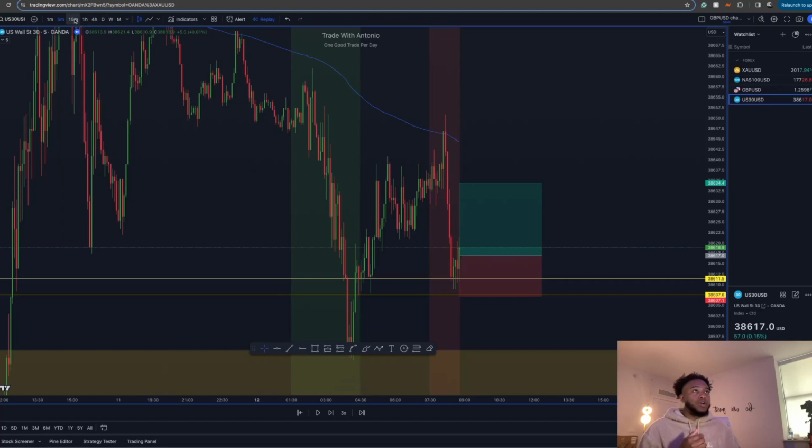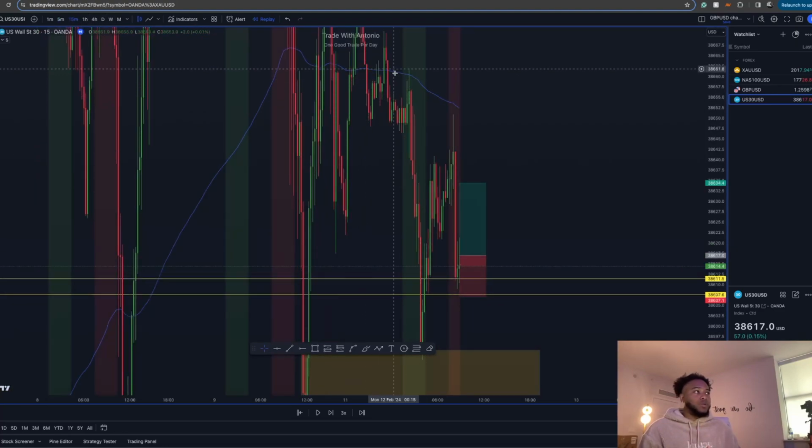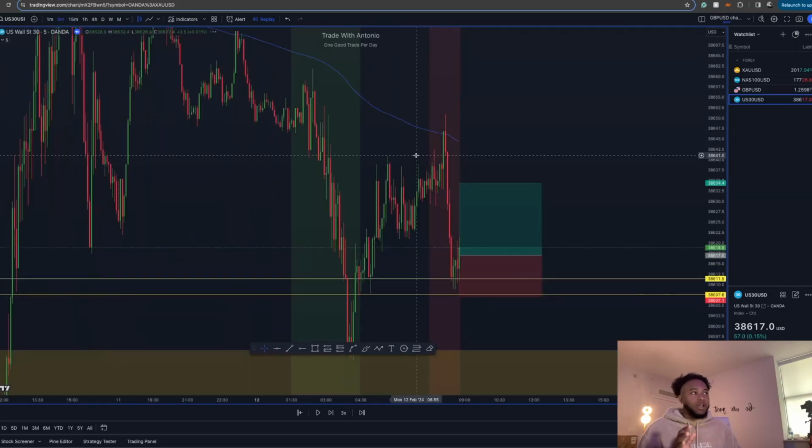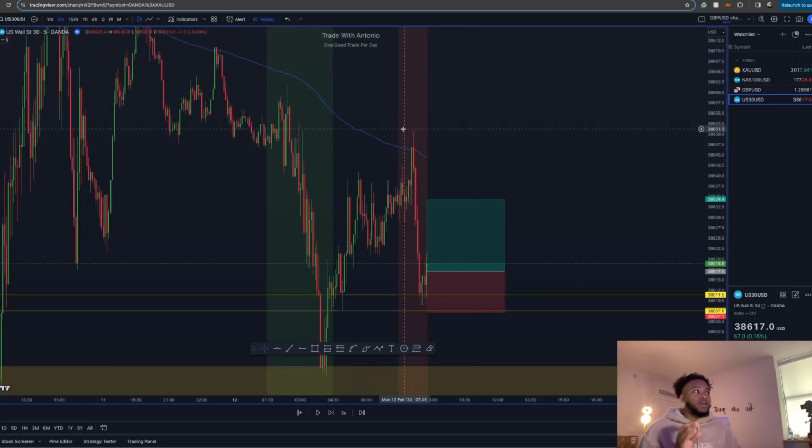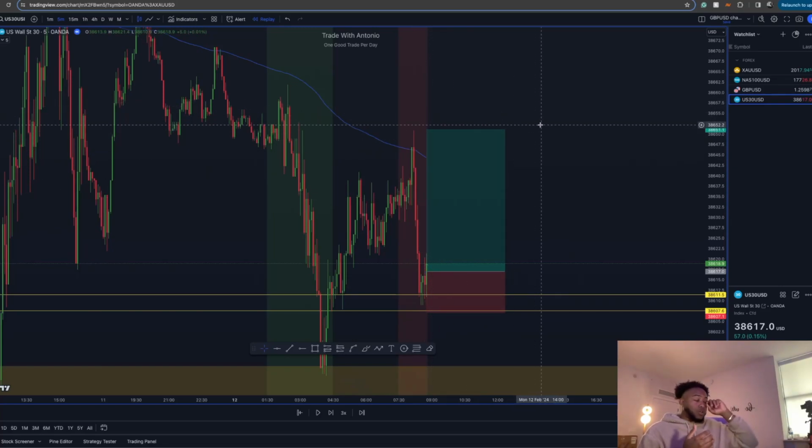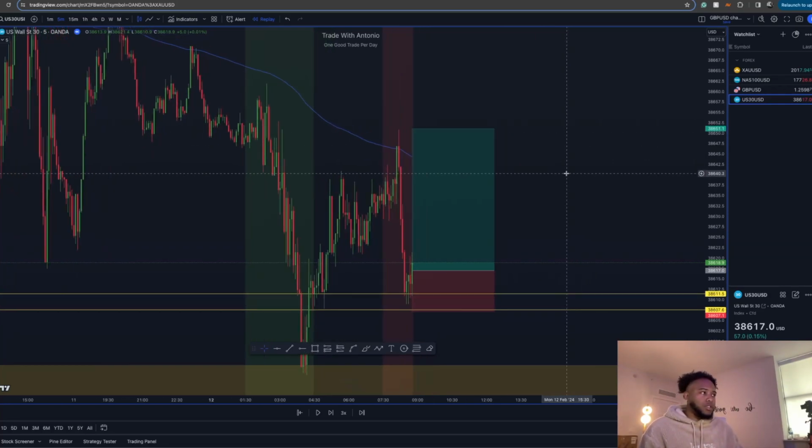Now, though we did have obviously zones way up here on the 15, my target for the day was actually these highs here on the 5-minute time frame. So I had it set right here, and it was a 1 to 3, 1 to 4 risk reward as well, which was amazing.